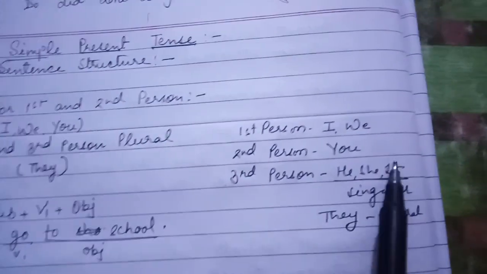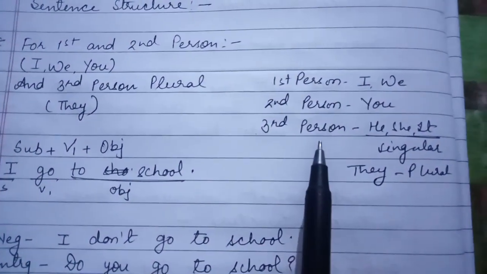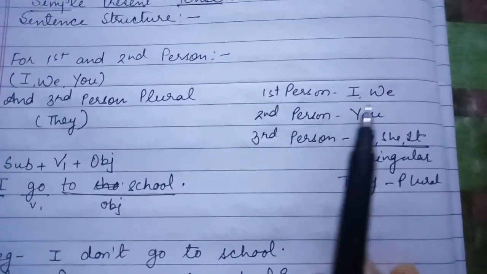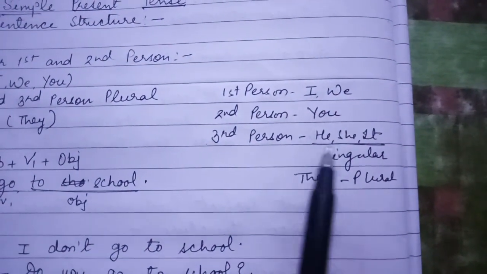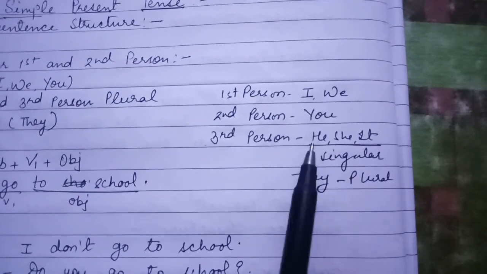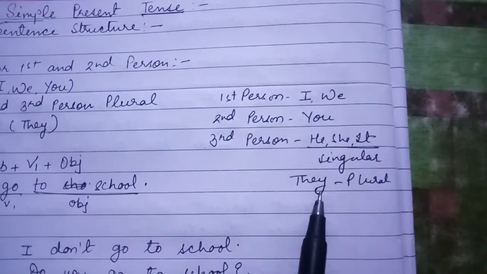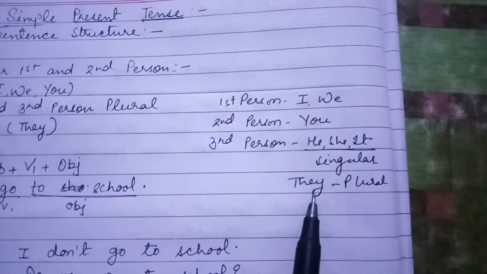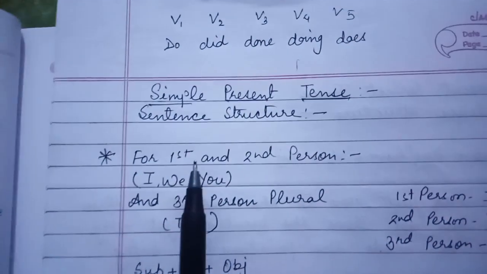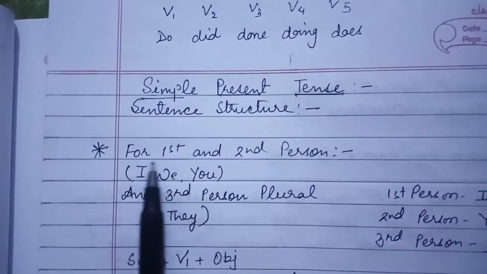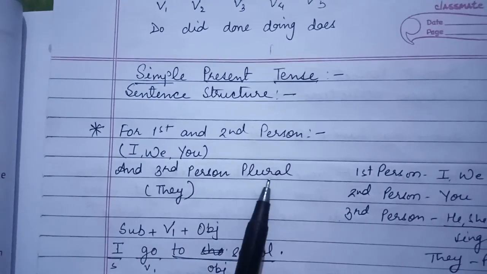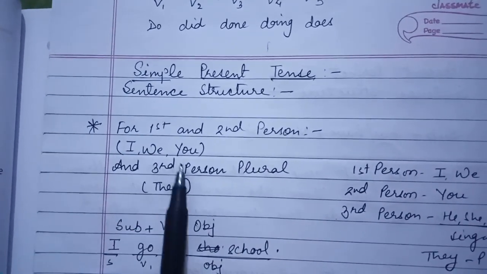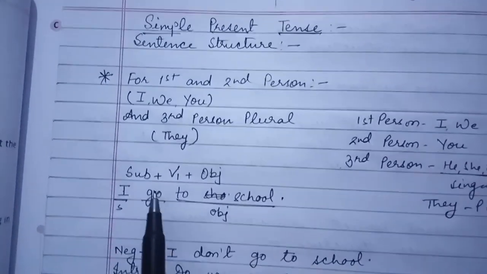First, understand the concept of first person, second person and third person. First person is I and we. Second person is you. Third person is he, she, it, which are considered singular because these pronouns denote a singular person. And they is plural because it denotes more than one. So simple present tense always has two sentence structures. First is for first and second person, like I, we, you, and third person plural, they.